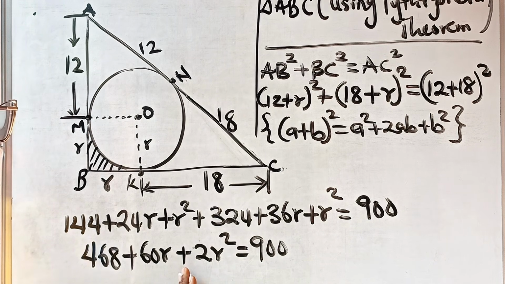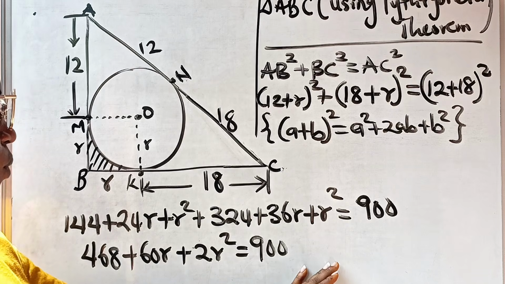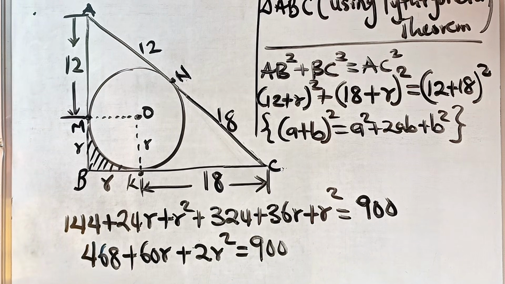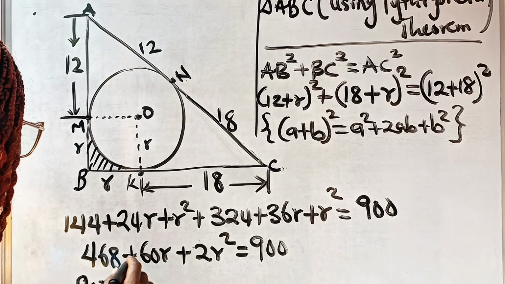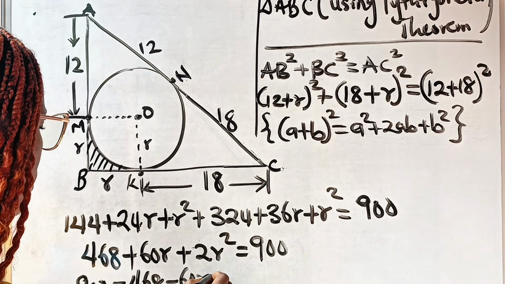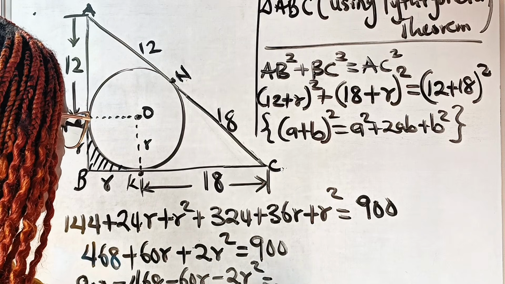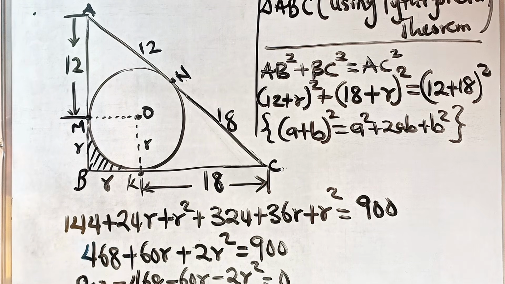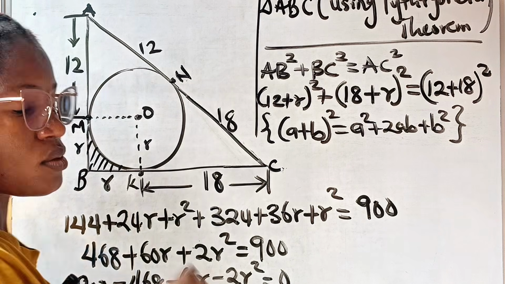Okay, now if we move everything to the other side so that we have everything equal to 0, we are going to have 900 take away 468, take away 60r, take away 2r squared is equal to 0. Okay, let's just continue.